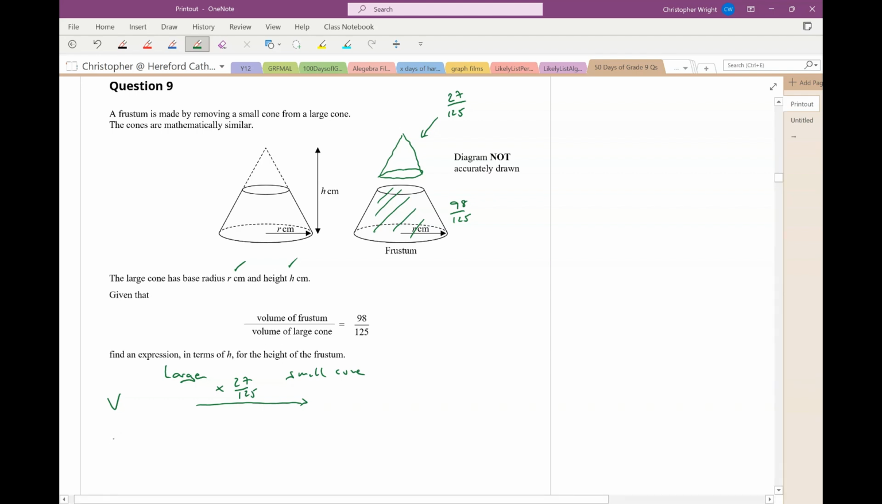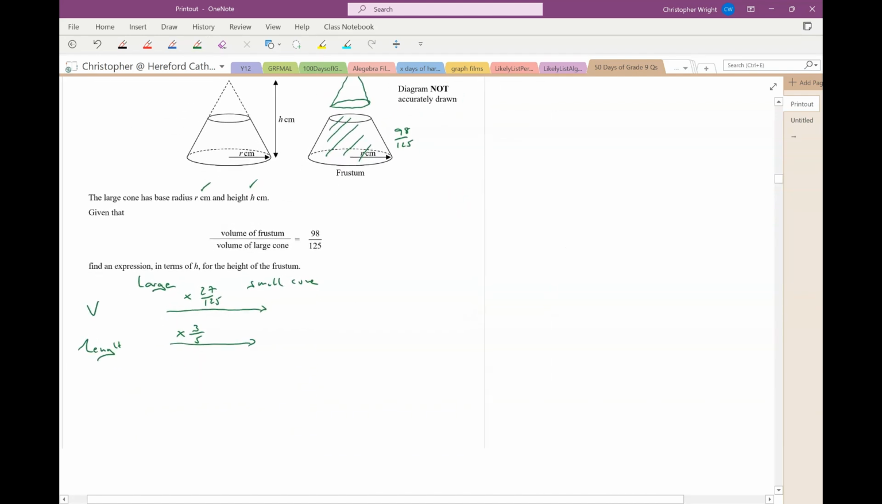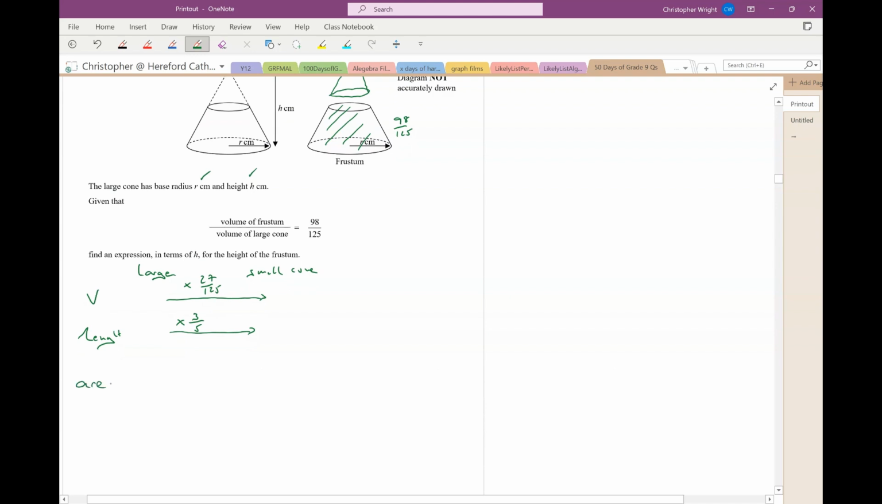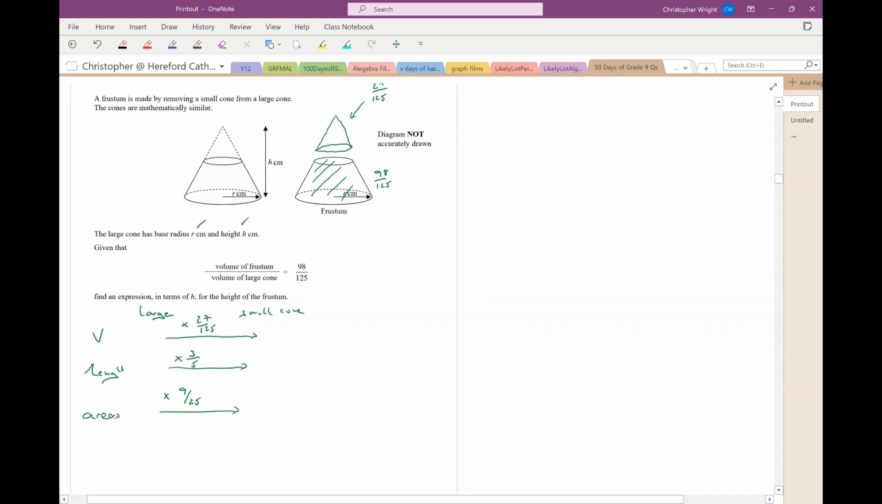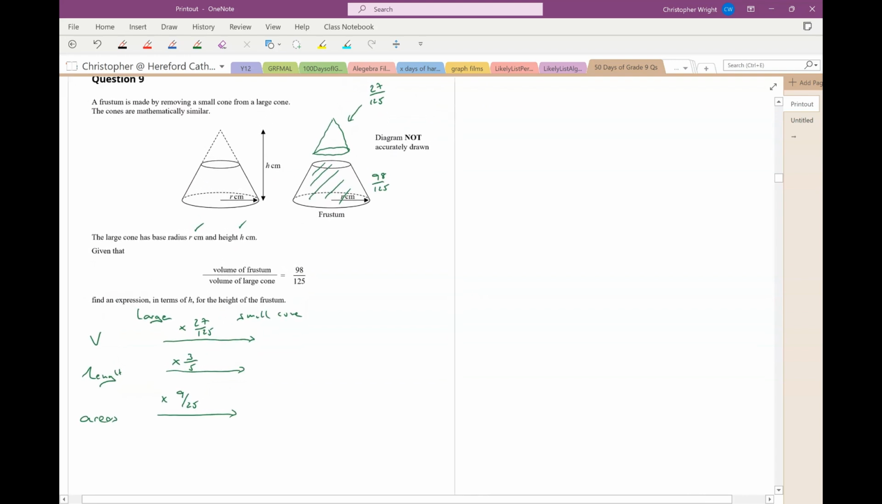So if I was dealing with linear lengths, the scale factor would be the cube root, wouldn't it? The cube root of 27 is 3, the cube root of 125 is 5. So if I was dealing with lengths, I'd be multiplying by 3/5, and if I was dealing with areas, I'd be multiplying by the square of that, 9/25. Now let's go back to the question. Find an expression in terms of h for the height of the frustrum.